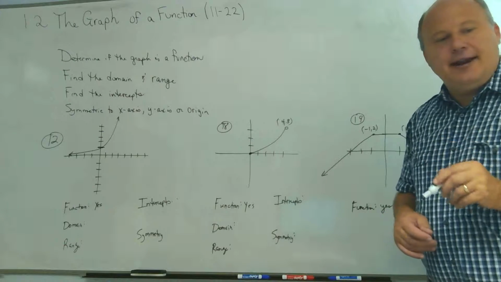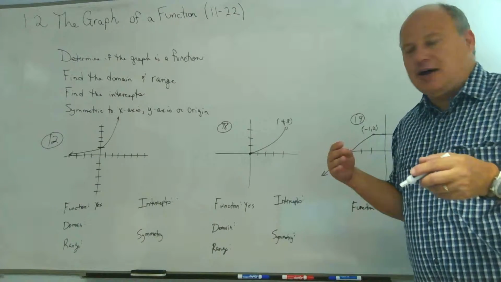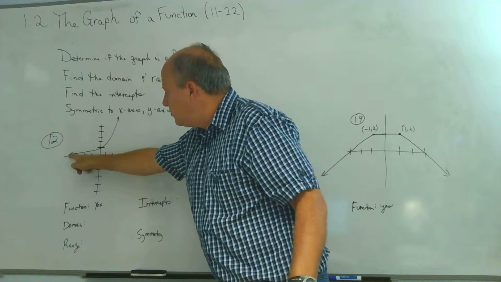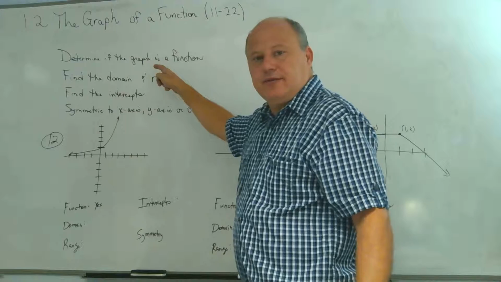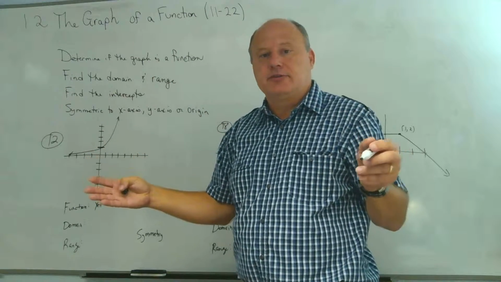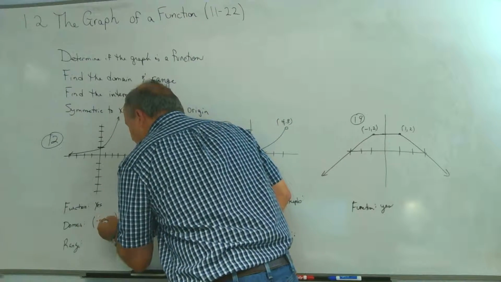Now, the domain is, remember, the x-coordinates, where the x-coordinates start and stop. On this one, the arrows indicate it continues this way, and the arrows indicate it's going this way. So there is no boundary, so it's all real numbers. So the domain is negative infinity to infinity.